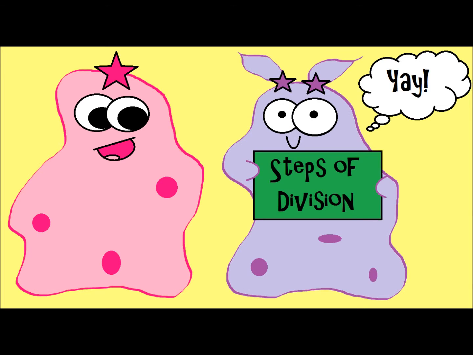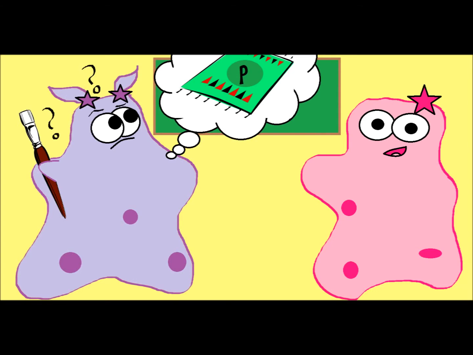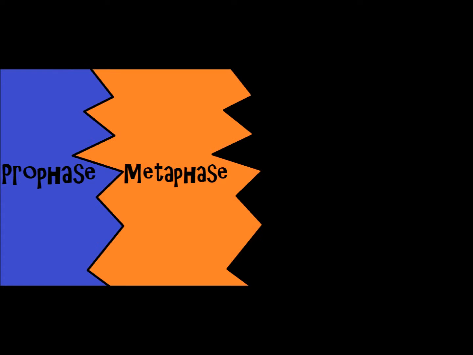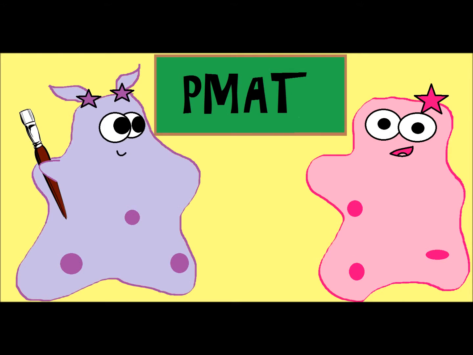So let's get right into the mitosis stages. I like to tell students to remember PMAT. It's a little acronym, helps you remember the P is for prophase, the M is for metaphase, the A is for anaphase, and the T is for telophase. So you can remember PMAT. That's the stages in order.